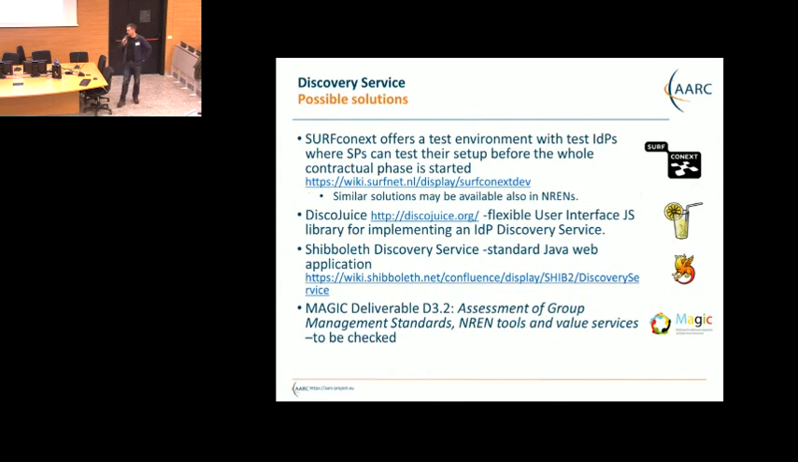Another one is DiscoJuice, which is a library and can be used for implementing a discovery service at the service provider. And next, Shibboleth Discovery Service is a web application that can be used to set up such a service for different providers. And also we should look into this MAGIC deliverable. There are a number of tools mentioned there, and it just needs to be checked.